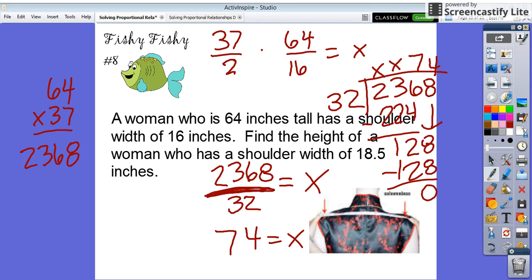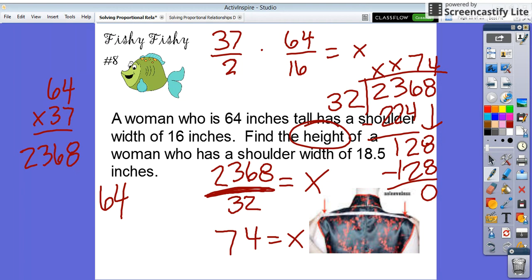So before, I had a decimal in my ratio, I got rid of it, and then I solved to find that x is 74. So essentially the answer would be that the height of the woman is 74 inches. So the woman who has 18 5/10 width in the shoulder is going to be 74 inches tall. And we can see that is proportional to the 64 inch woman.